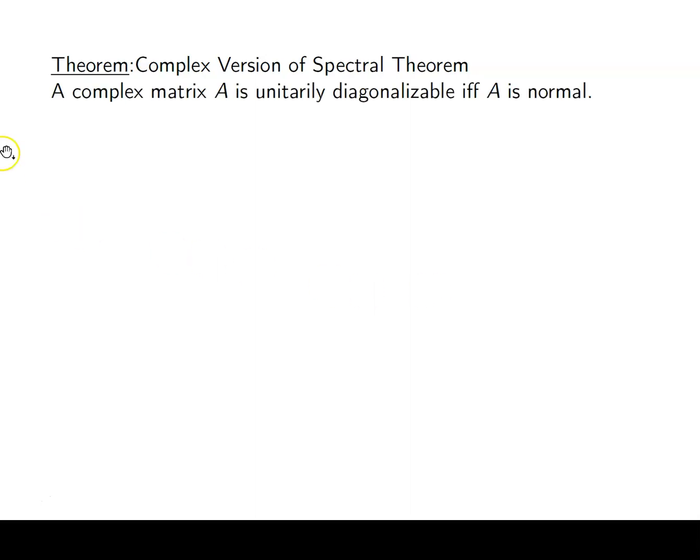Okay, so now that we got that out of the way, let's do one quick theorem and then an example, and then we're pretty much done, and that's it for the semester. You guys are finished. So the complex version of the spectral theorem. Okay, so remember, the spectral theorem was the theorem that allowed us to basically diagonalize things. Okay, so a complex matrix A is unitarily diagonalizable if and only if A is normal.